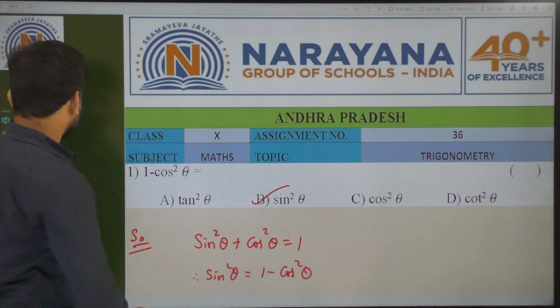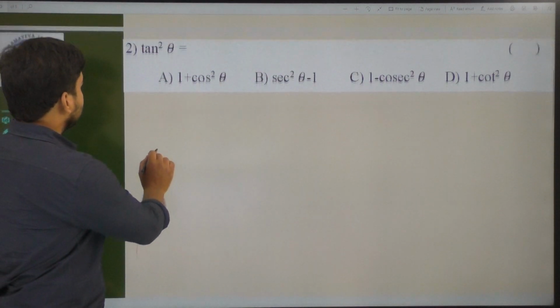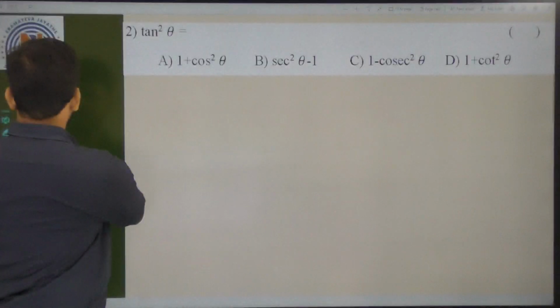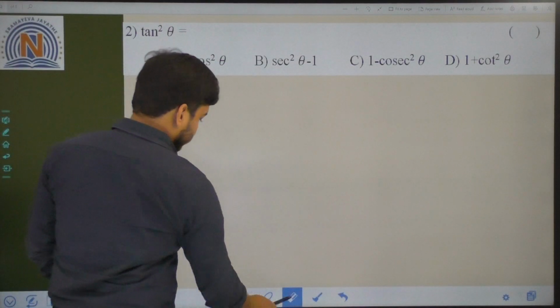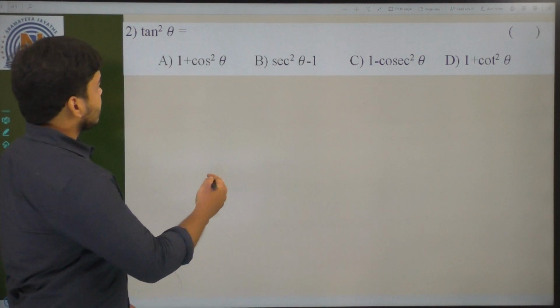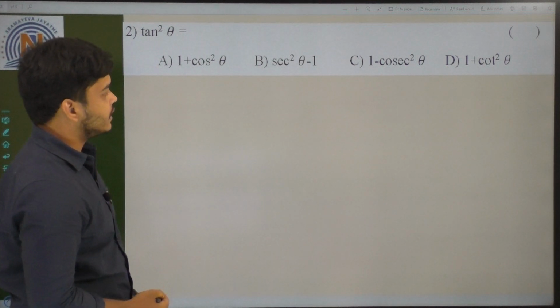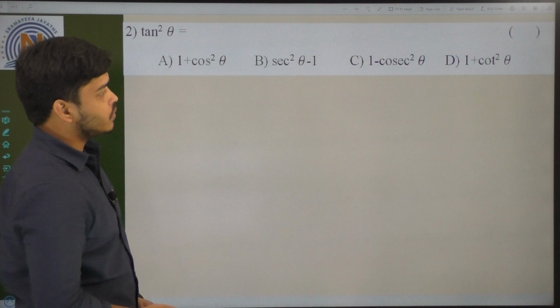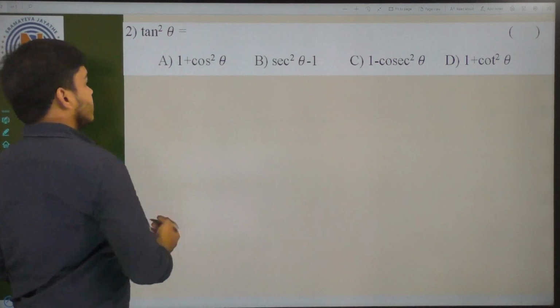Next question: tan square theta is equal to, and here he is giving some options: 1 plus cos square theta, secant square theta minus 1, 1 minus cosecant square theta, and 1 plus cot square theta. Then which is suitable for this?